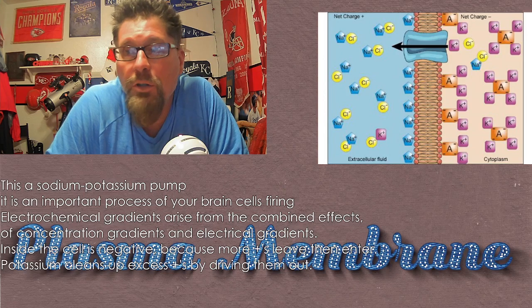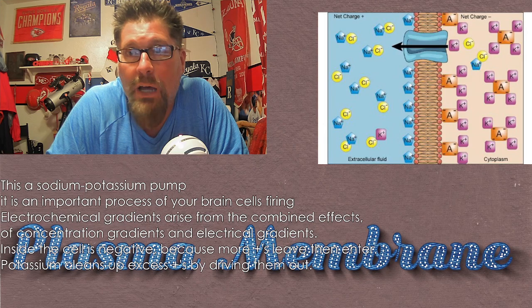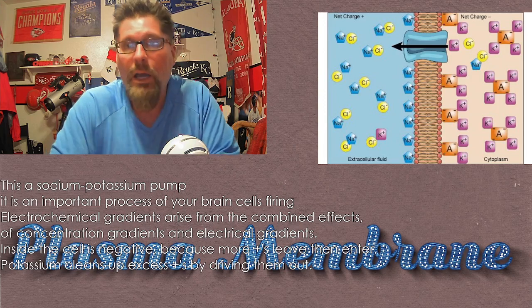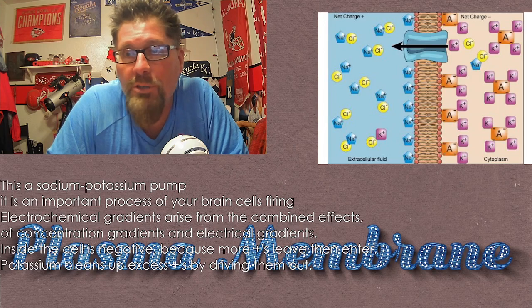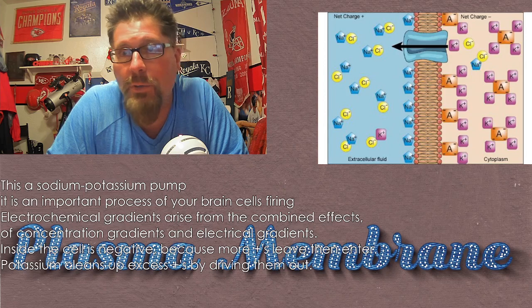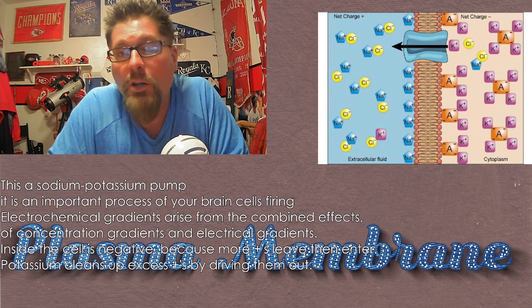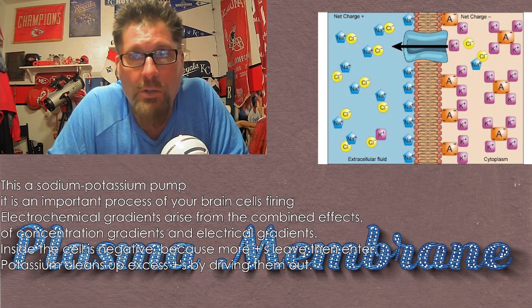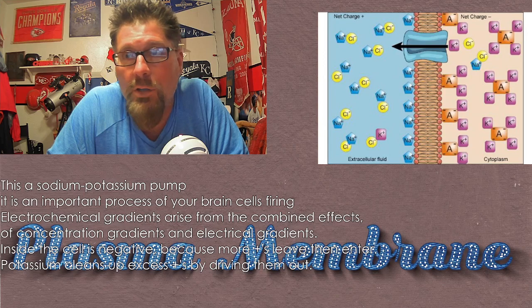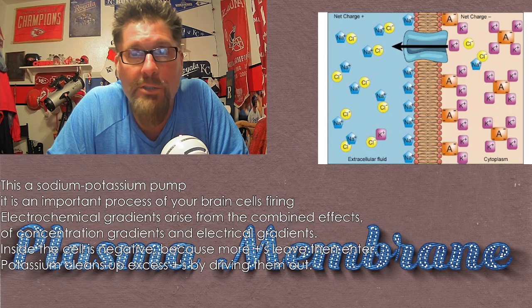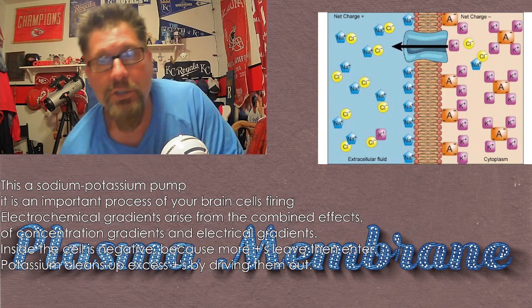Okay, but if you look at this diagram, the left side is outside of the cell. You can see all those sodiums there, and you've got the one potassium. If you add up the positives, and then add up the negatives, which are the chlorines, there's going to be more positive ions than negative ions.